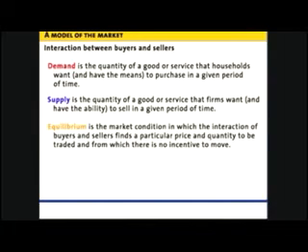Let's start with demand. Demand describes the behavior of households and answers the question, how much of a particular good or service do households purchase in a given period of time? Let's take some explicit example. Suppose we're talking about the good bread. And suppose we want to answer the question, how much bread does a typical household purchase in a week?